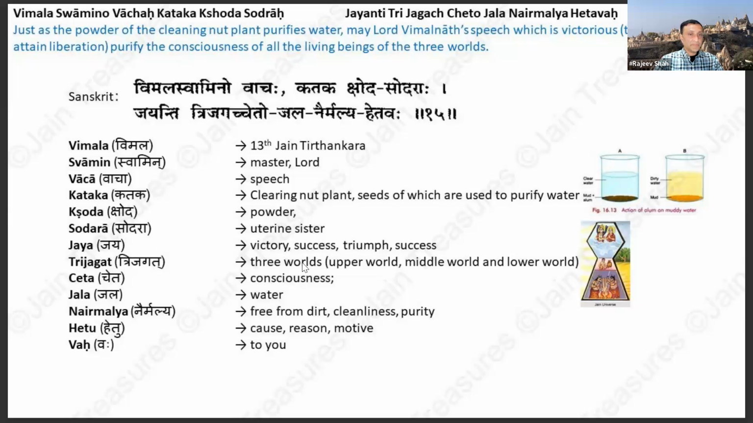Three Jagat means three worlds, upper world, middle world, and lower world. And that's again signifying our Jain universe. So we are in the middle world here, Madhyalok. Then there's the upper regions where all the Devis reside. And then there are the hellish beings. So the three worlds. Cheta means consciousness, Chetna. Jal means water. Nirmalya means free from dirt, cleanliness. Hetu means cause, reason or motive, and vaha, to you.